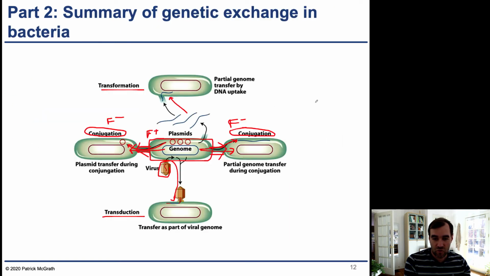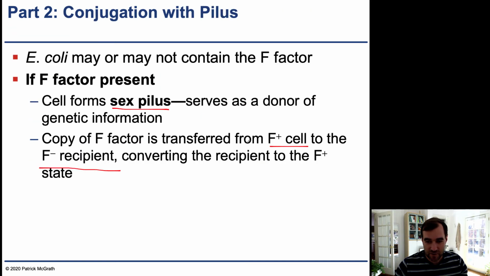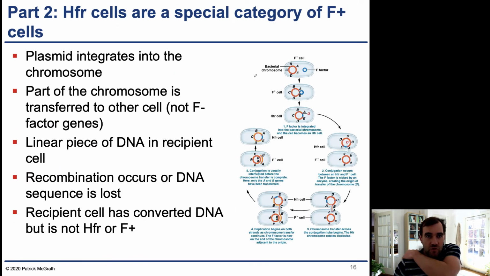So this is conjugation, where we moved one plasmid from one cell to another. Now we're going to talk about what happens when we move genomic DNA from one cell to another. This process was discovered because there are these cells called Hfr cells. These are a special category of F+ cells. Through a large amount of subsequent research, they figured out that in some cases, this plasmid is actually able to integrate into the host genome.